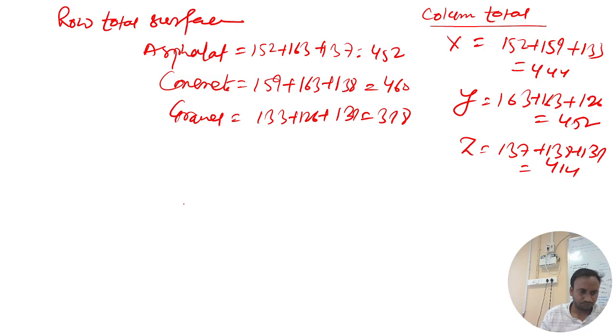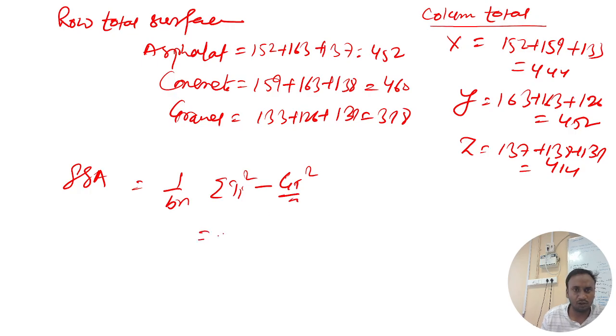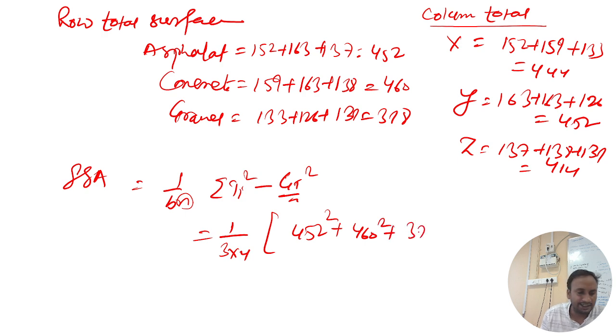404. So now we'll go with the SSA: 1 by bn, summation of Ti square minus GT square by N. How much do we have? n is equal to 4. B, how much do we have? 3. So 3 into 4, summation of 452 plus 460 square plus 378 square minus 1310 square by N, means 36.